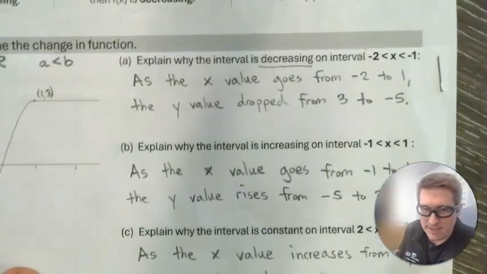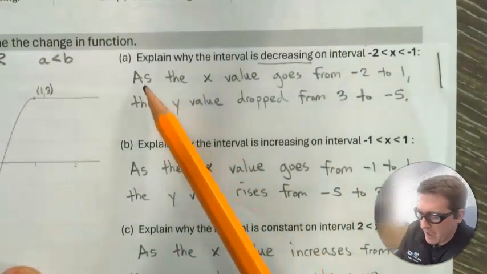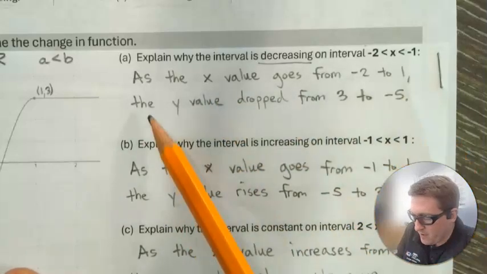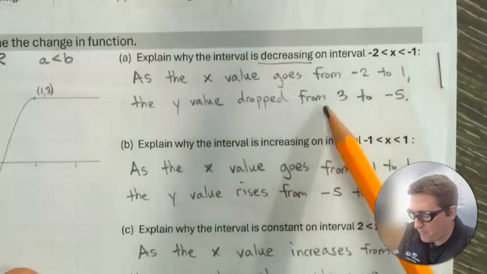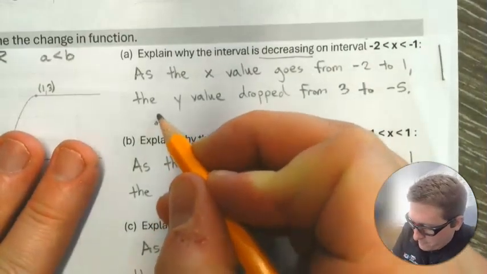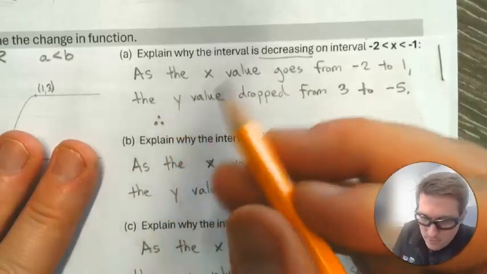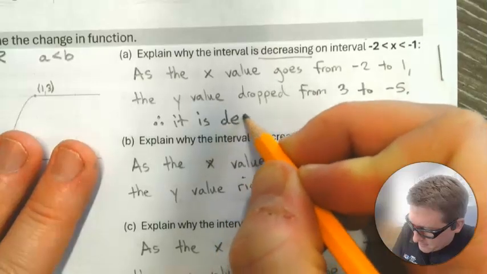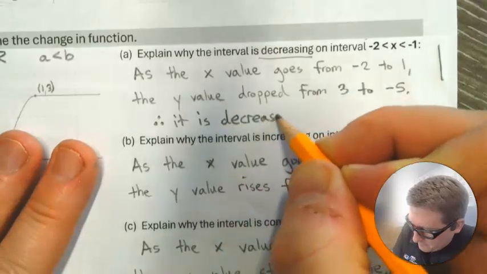So how would I explain that in complete sentences? I would say, as the x value goes from -2 to -1, the y value dropped from 3 to -5. And then I would say, therefore, triple dots means therefore in math, it is decreasing. Okay.